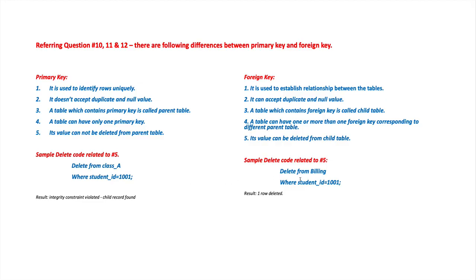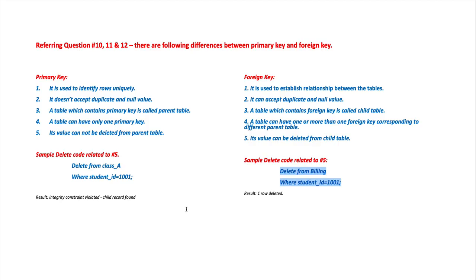Let me go to foreign key. When we use delete from billing, that is the child table, where student ID is 1001. In case of child table, student ID is foreign key. I am using the same number 1001. When we run this code, it will display the result one row deleted. That means we can delete record from child table corresponding to foreign key. In this way, we can differentiate between primary key and foreign key.